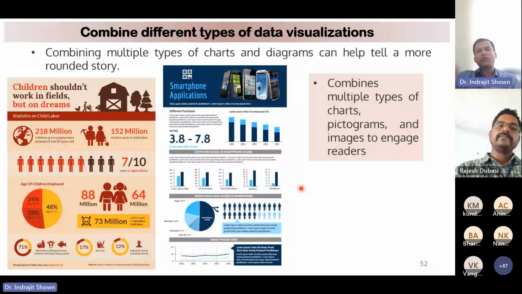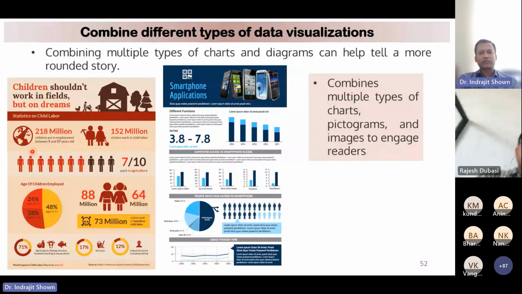Then how can you implement all these things together, or add all these things together in one? Basically, you have to go for a combination, combining multiple types of chart and diagram together in one data visualization. This way you can find all the information put together: a bar chart is there, a graphical part is also there, even some data is also there. This way you can complete your story.